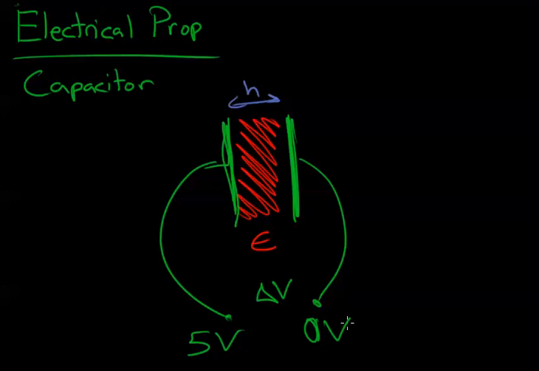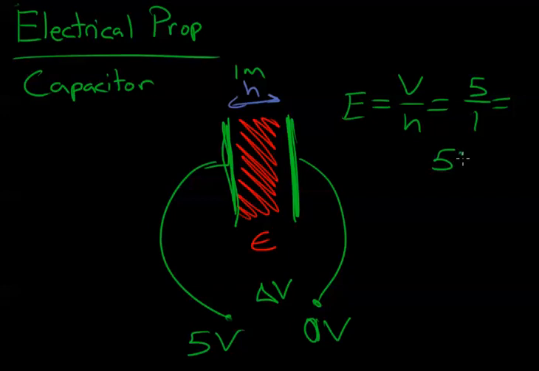And we know that we develop an electric field, E, equal to the voltage divided by the distance, which is 5 volts divided by h. And let's call this 1 meter, just to make it easy on us. So we know that we have an electric field of 5 volts per meter. We go 1 meter over, the voltage is going to drop 5 volts.